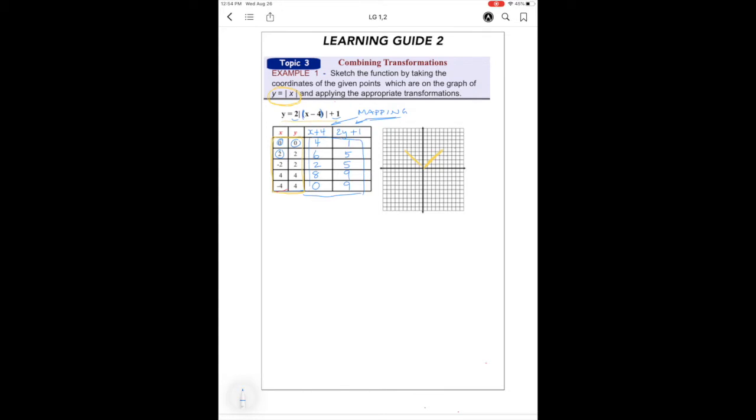We can now get the sketch. So over 4, 1, 2, 3, 4, up 1. And over 6, up 5. 1, 2, 3, 4. And I always draw the line before I get too many dots and I don't know where I'm going. 2 over, up 5. And 8 over, up 9. And 0 over, up 9. And there is the answer. There's the sketch of that function.